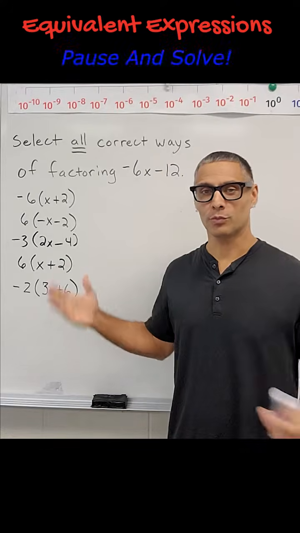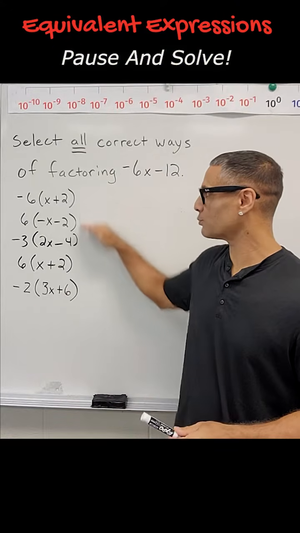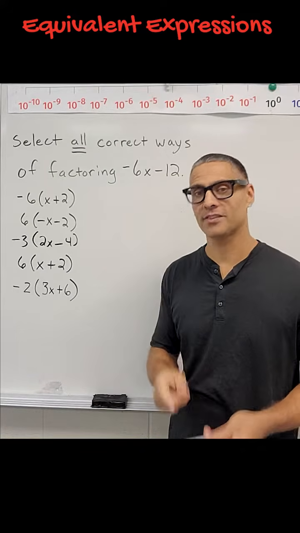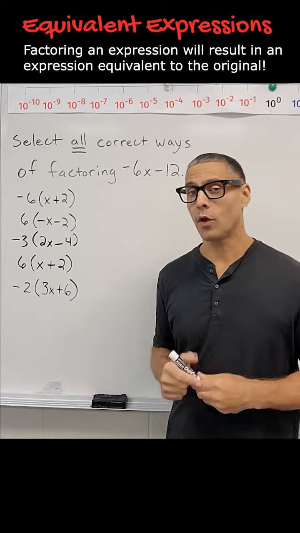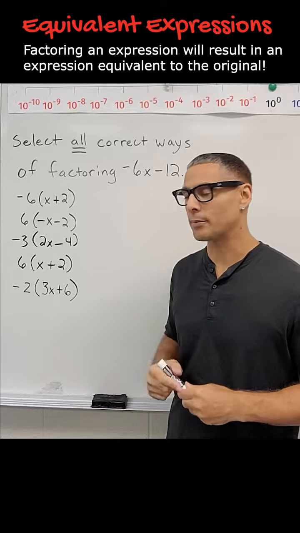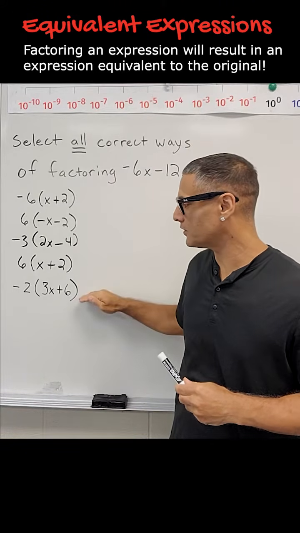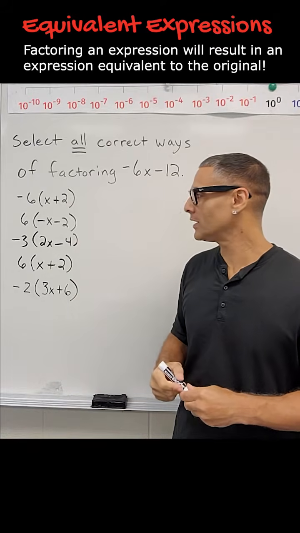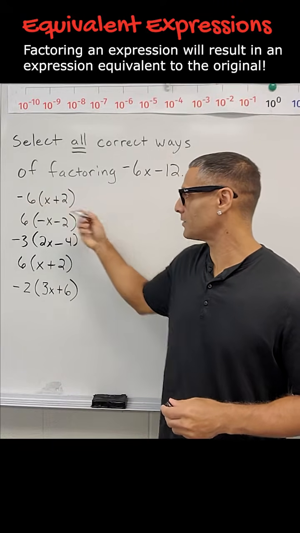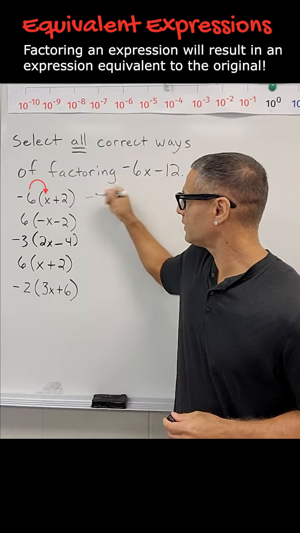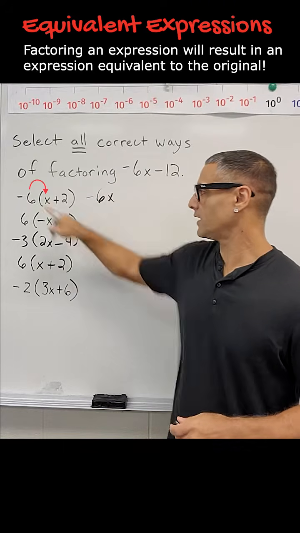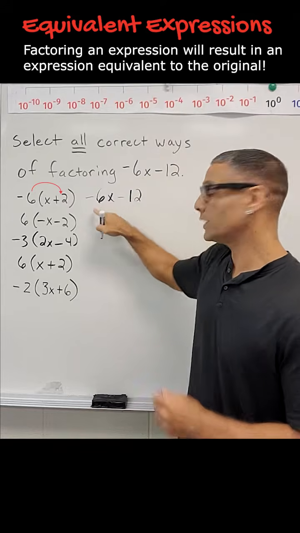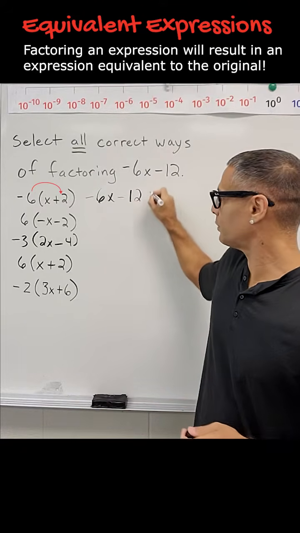All right, what we have to do with this problem is determine which of these 5 expressions are examples of correctly factoring out negative 6x minus 12. To figure this out, what we're going to do is use a distributive property to rewrite each one of these expressions and select the ones that are equivalent to negative 6x minus 12. All right, here we have negative 6 times x, which is negative 6x. And then negative 6 times positive 2 is negative 12, which we can see is equivalent to the original expression.